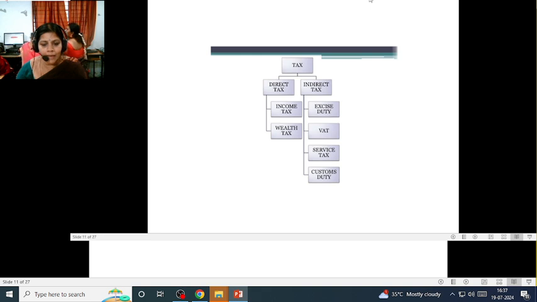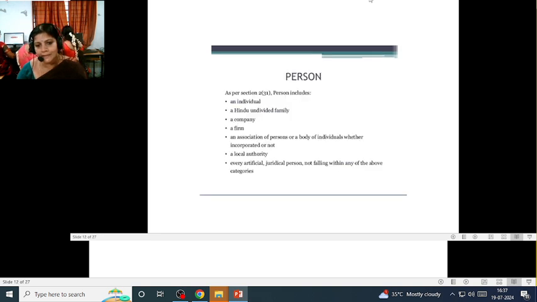Tax, as said earlier, is divided into direct tax and indirect tax. The best examples of direct tax are income tax and wealth tax. Indirect taxes include excise duty, VAT, service tax and customs duty. Now VAT is replaced with GST, goods and services tax.